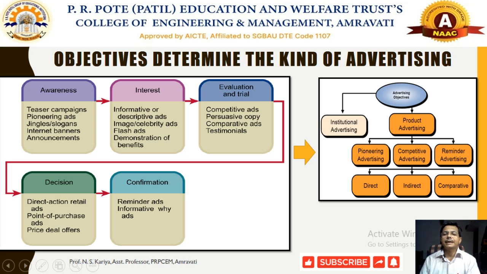So how is that advertisement planned? How is that advertisement formulated? Once again, we have to focus on the advertising objectives. Once our advertising objectives are clear, then it will be easier to finalize the kind of advertisement that any company wants to formulate. So here our focus should be on awareness, to create some sort of interest, evaluation and trial, decision, and finally confirmation.